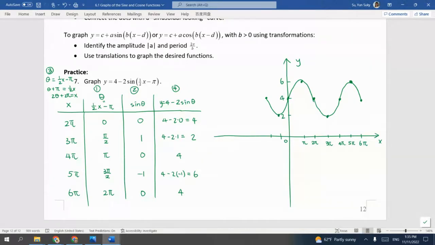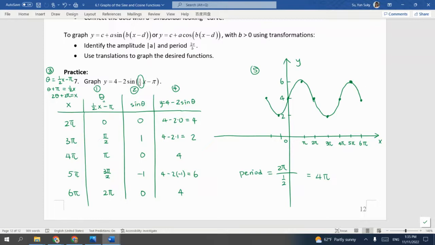Right, everybody? And finally, the problem will also ask you, what is the period? For sine, the period is 2 pi, but look at the coefficient of x. What's the coefficient of x? 1/2. Can everybody see that? The coefficient of x is 1/2. So divided by 1/2, which is what? 4 pi. Is that okay, everybody?